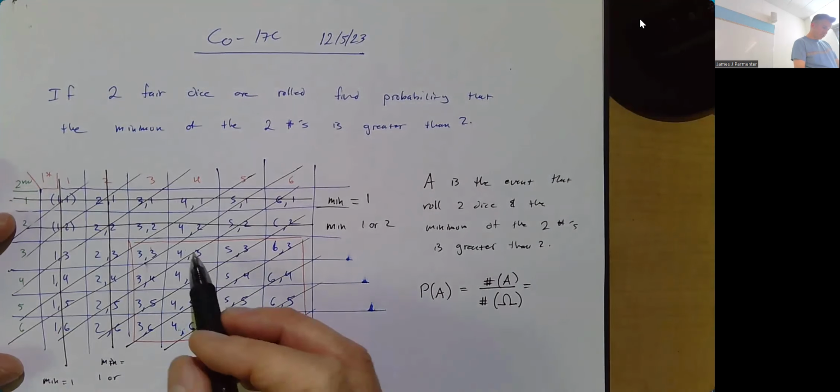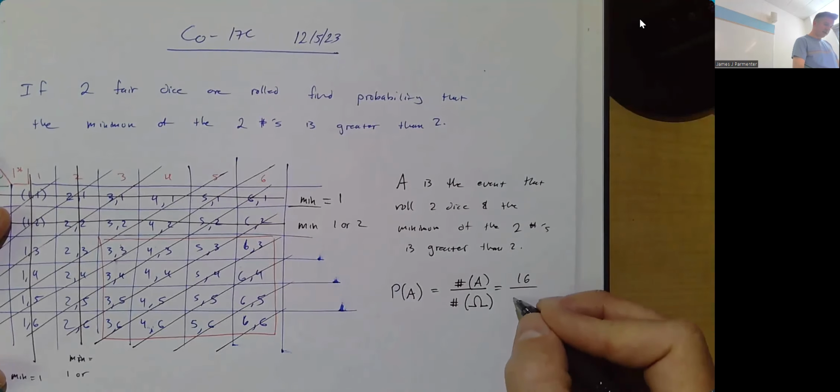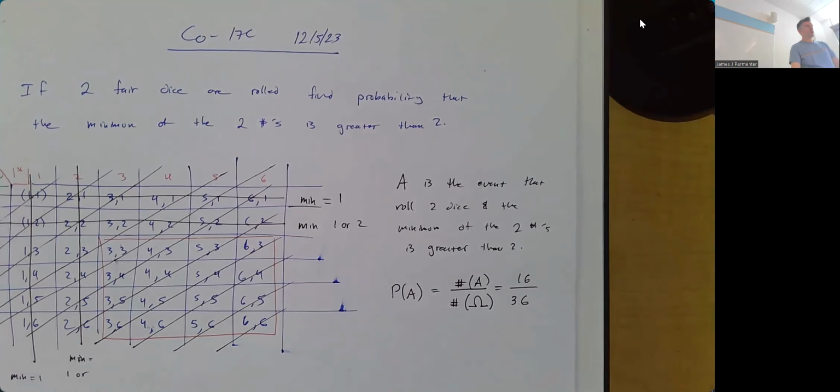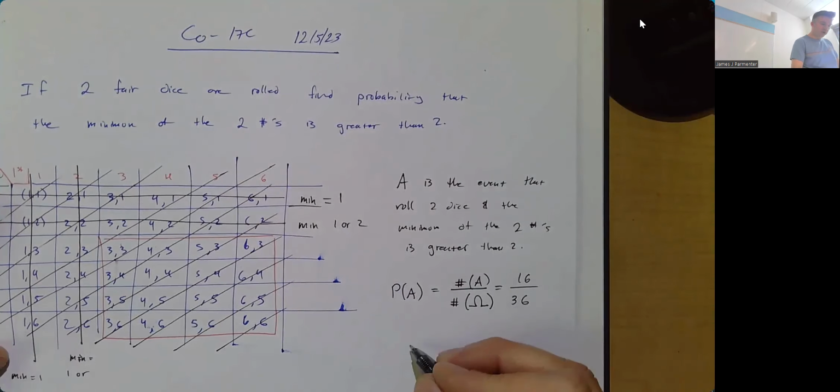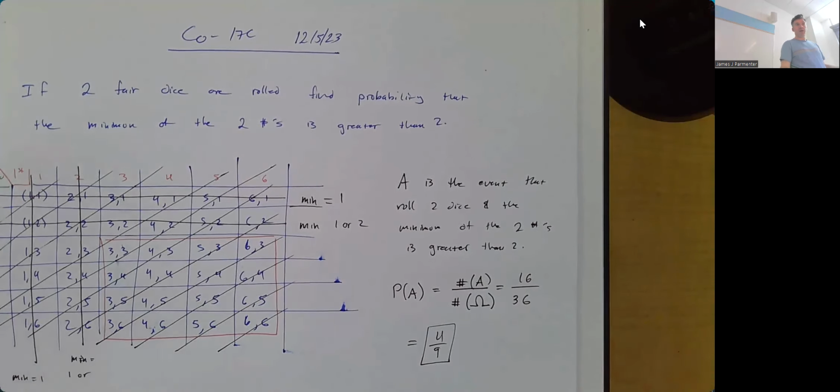Well, there are 16 ways of getting what we want. There are 36 ways that anything can happen. So our probability here is 16 out of 36, which we could reduce to 4 out of 9. That's kind of the idea here, right? Whenever you're finding a probability, the harder part is typically counting up the things that we want to count, and then dividing by the total is usually not that terrible.